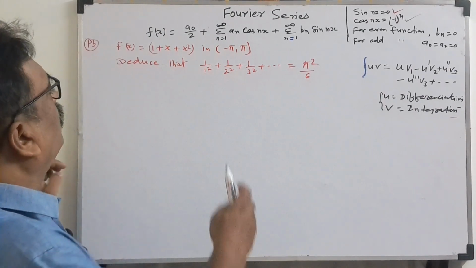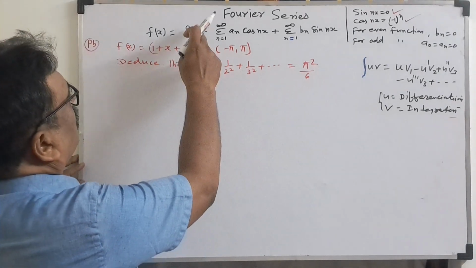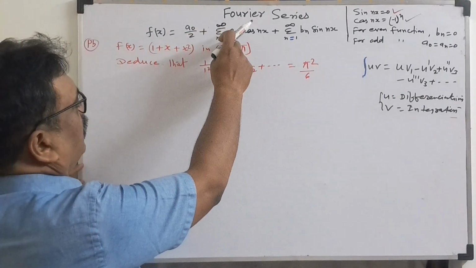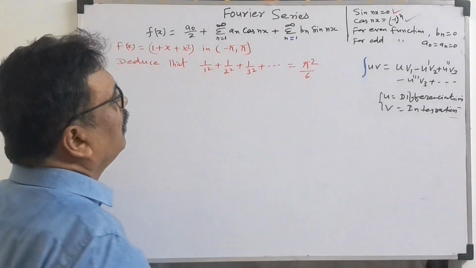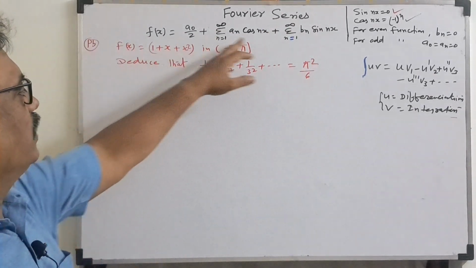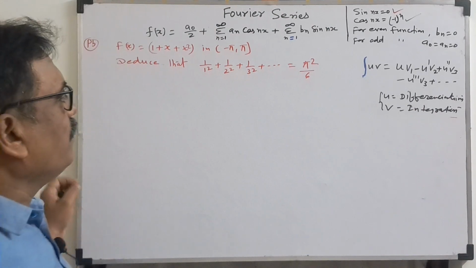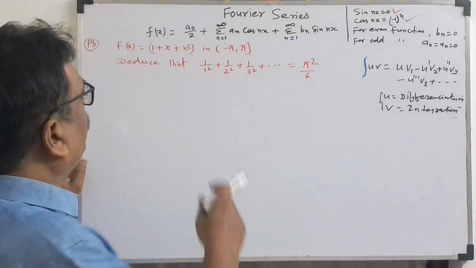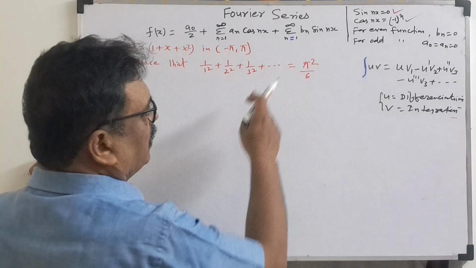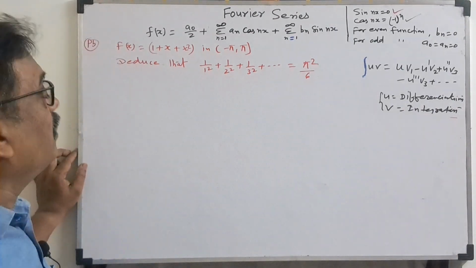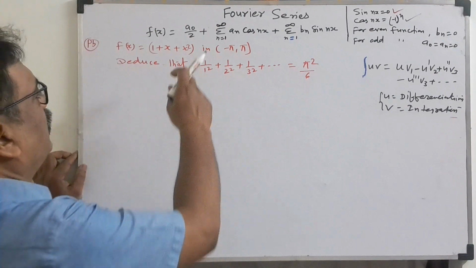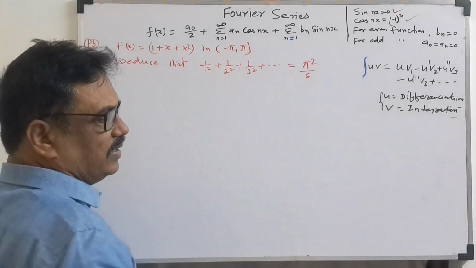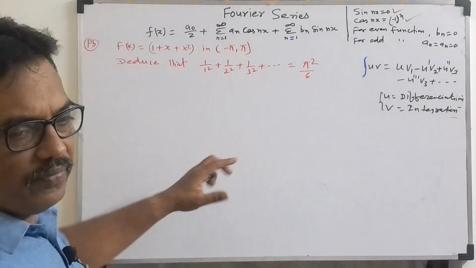So already you know the Fourier series formula: f(x) = a0/2 + sum from n = 1 of an cos nx + sum from n = 1 of bn sin nx. This is the expression of the Fourier series. a0, an, bn are called the Fourier series coefficients. If we find a0, an, bn and substitute, we will get the answer. That only we have to take care of.